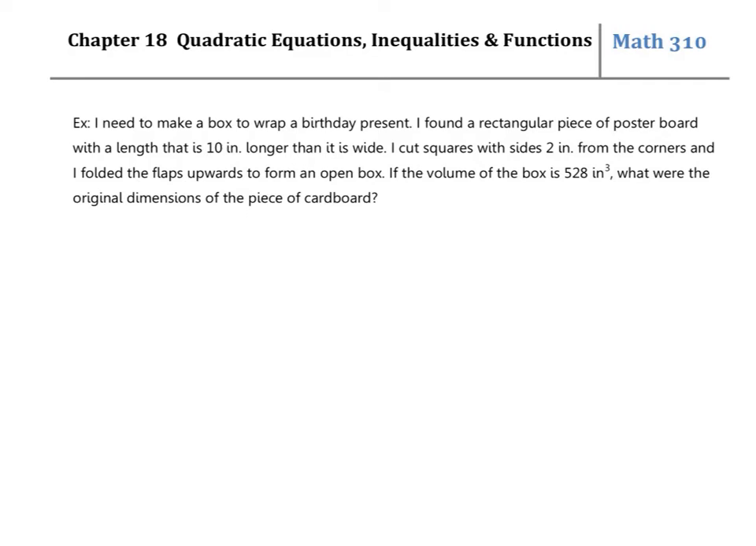In this problem, I'm going to make a box to wrap a birthday present. I have a poster board that I start with, and it is 10 inches longer than it is wide. I cut squares with sides 2 inches from the corners so that I can fold the flaps upward to form an open box. If the volume of the box is 528 inches cubed, what were the original dimensions of the piece of cardboard? So let's draw this out.